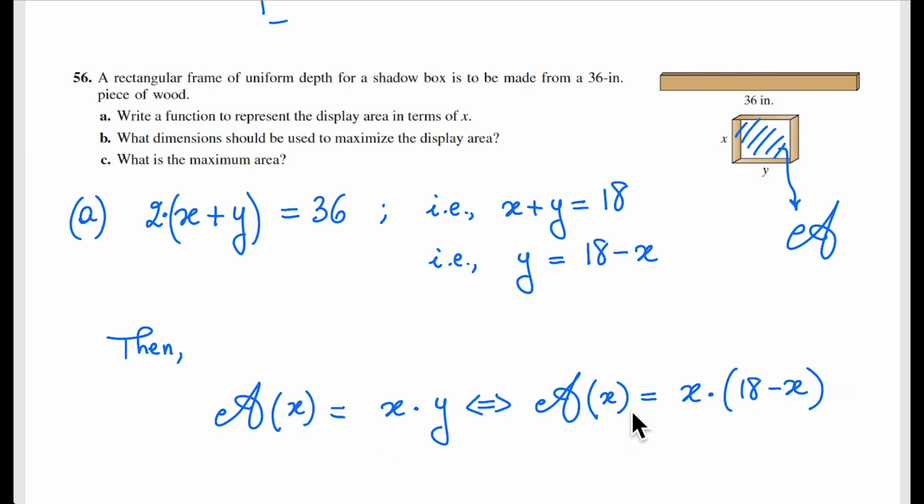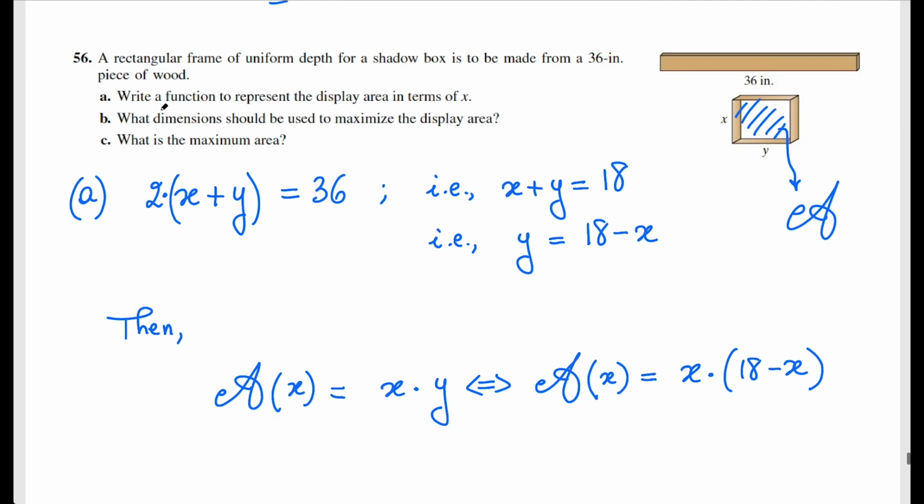Okay, so that's then the area. That's part A. You can obviously say that this area is equal to, if you distribute the multiplication over subtraction, what do you get? You get negative x squared plus 18x. Am I correct on this? Let me see. So if you multiply x times 18, you get 18x. If you multiply x times negative x, you get negative x squared. So that's part A.